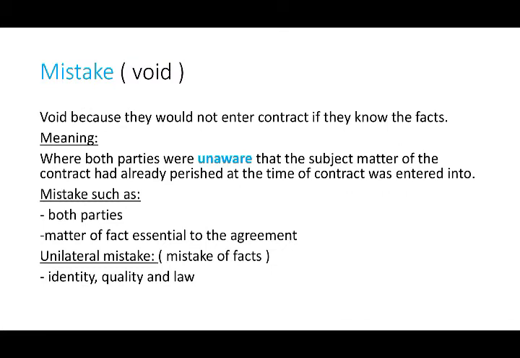Mistake makes a contract void because the parties would not have entered the contract if they knew the facts. The meaning of mistake is where both parties were unaware that the subject matter of the contract had already perished at the time the contract was entered into. Mistakes include those by both parties about a matter of fact essential to the agreement. There is also unilateral mistake of fact as to identity, quality, and law.